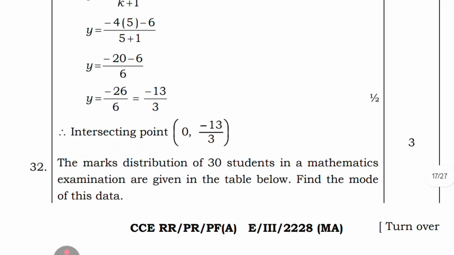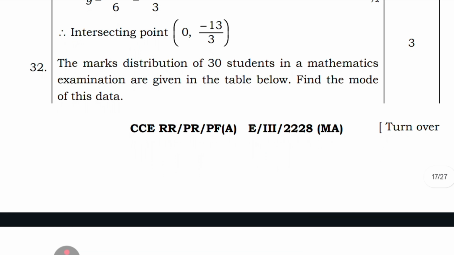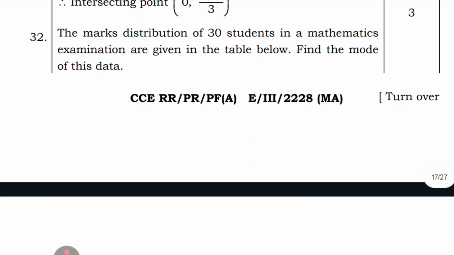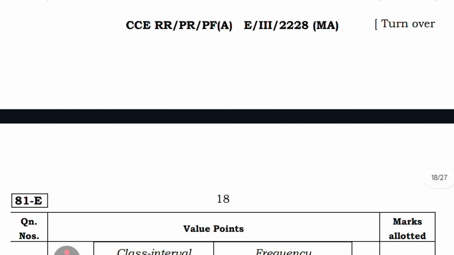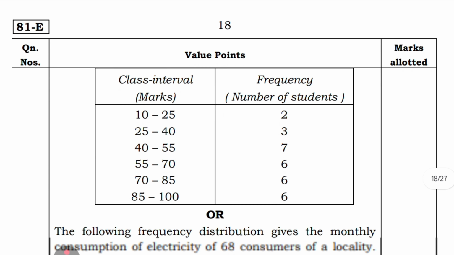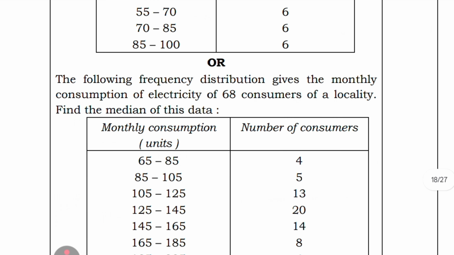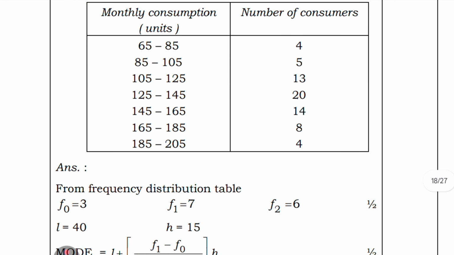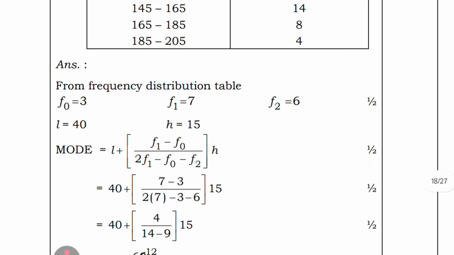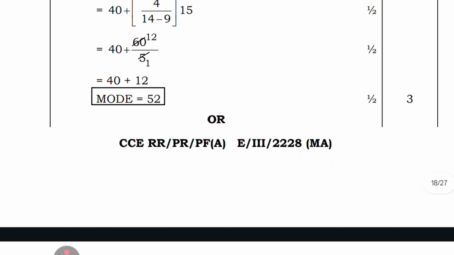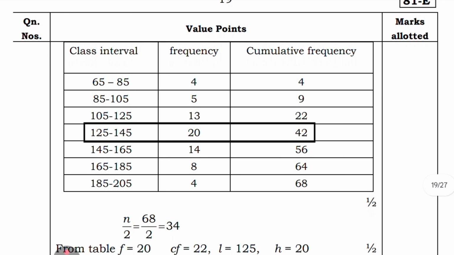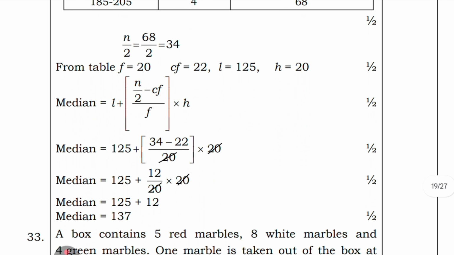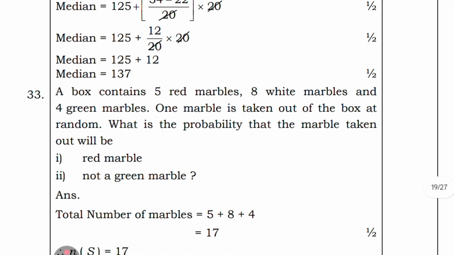So coming to the 32nd question, the marks distribution of 30 students in a mathematics examination is given in the table below. Find the mode. This is from the statistics lesson. So here is also an OR option. You can solve whichever is easy for you and see the steps of how they are solved, and also box the answer. Whatever answer you get, you should box it, and you should also write the formula even if you don't know the answer.